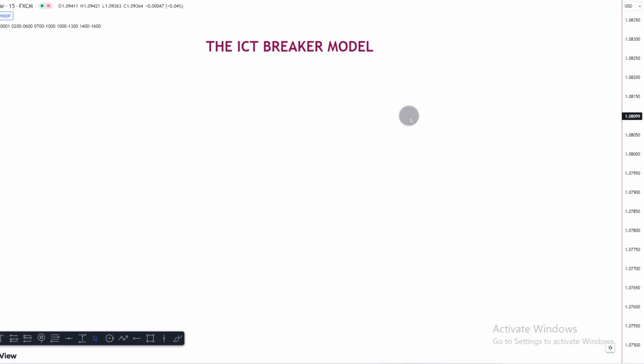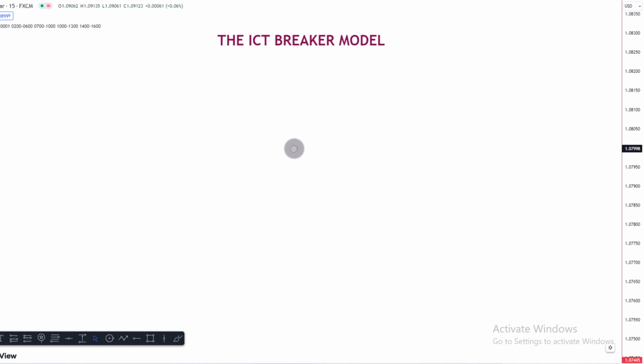Hi guys, today I want to share with you one of ICT's powerful trading models, and it's called the ICT breaker. The ICT breaker is a powerful trading concept that once you see it happening in the marketplace, 75% of the times it's going to work because it's a high probability trading setup. It may not occur frequently, but once you see it playing out on your chart, be rest assured that it will most likely play out.